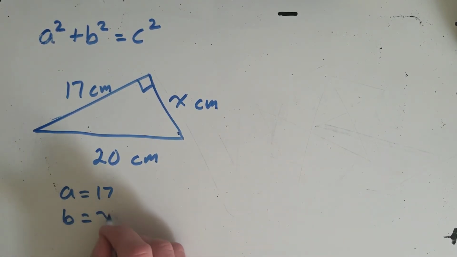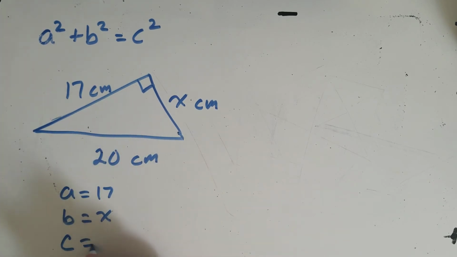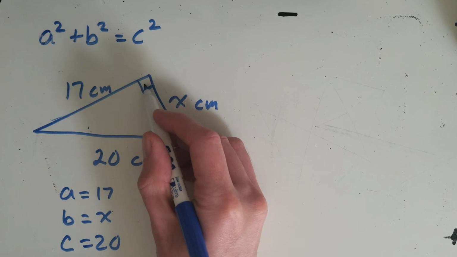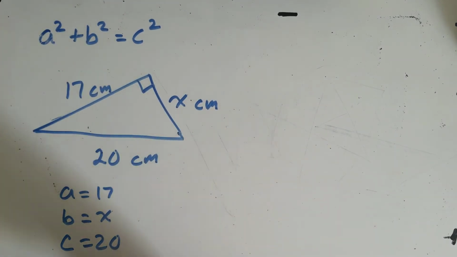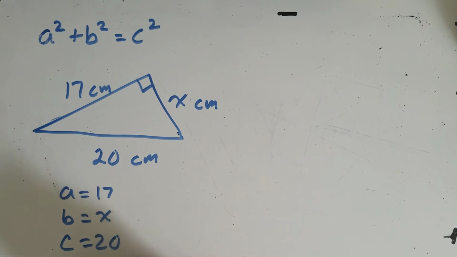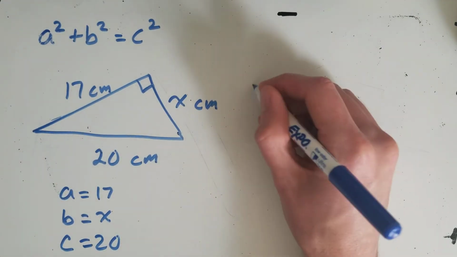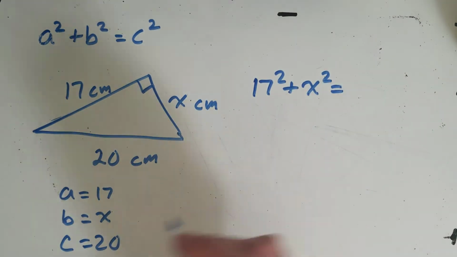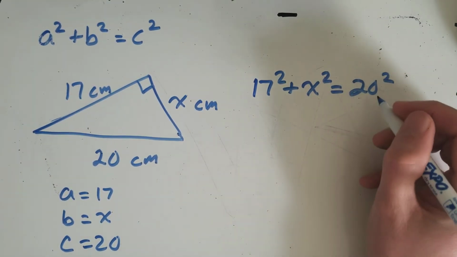So again, we have one leg, we're missing one leg, but we do have the hypotenuse here, which is 20. So it's a little tougher to see that the hypotenuse is down here, but it's whatever's across from the right angle. So we have one leg and the hypotenuse. We're trying to find the other leg. So let's go to our formula. 17 squared plus x squared is equal to 20 squared.